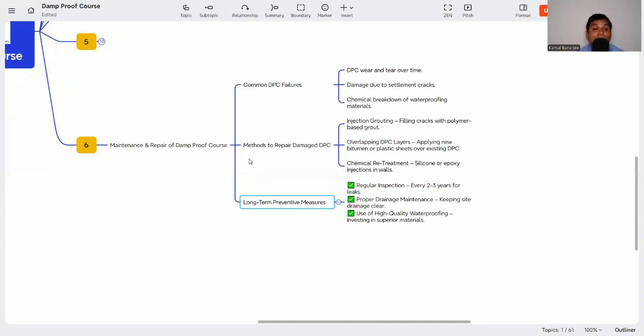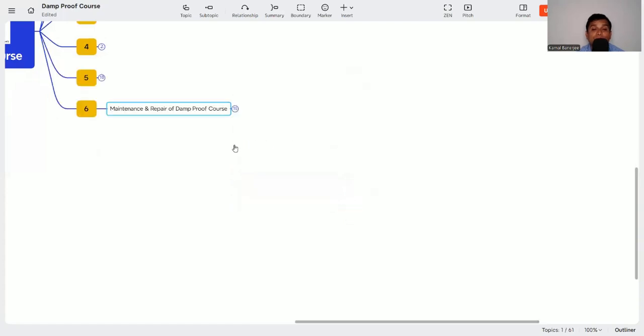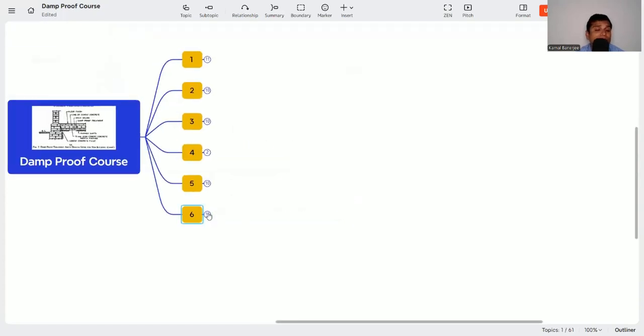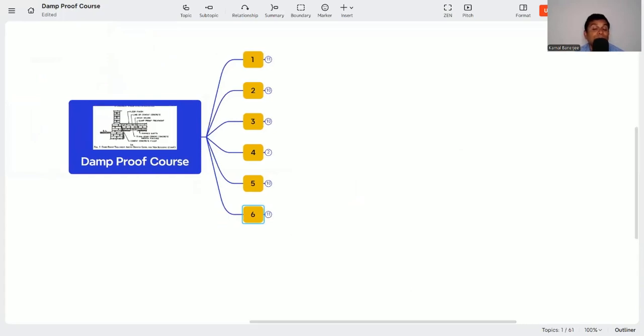These are the things about the maintenance and repair of the damp proof course, and I have covered each and everything about the damp proof course in the plinth level.